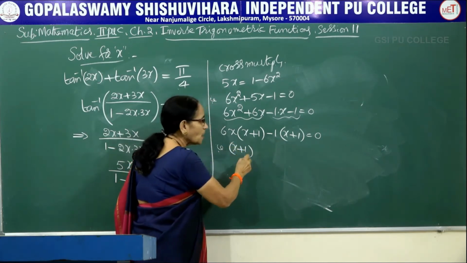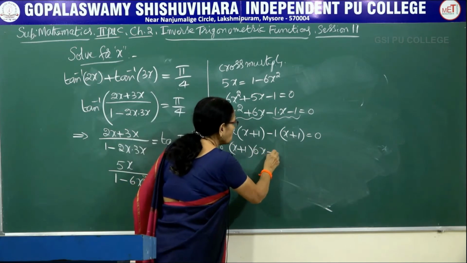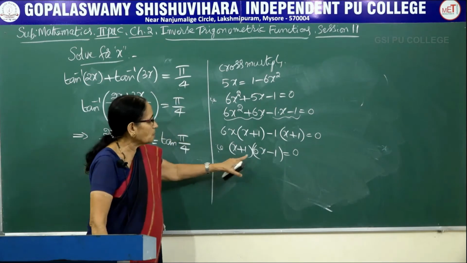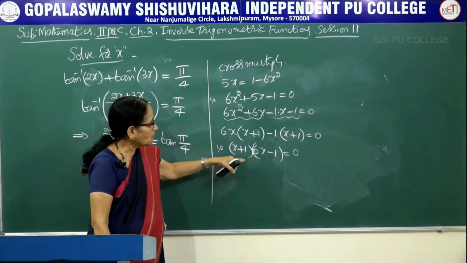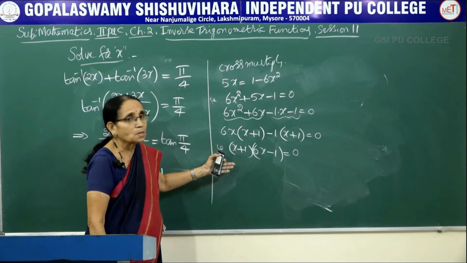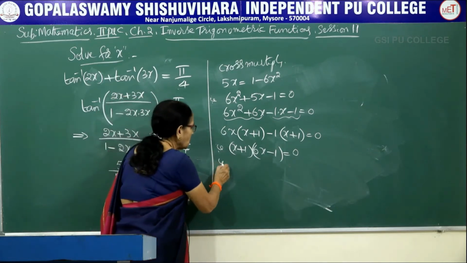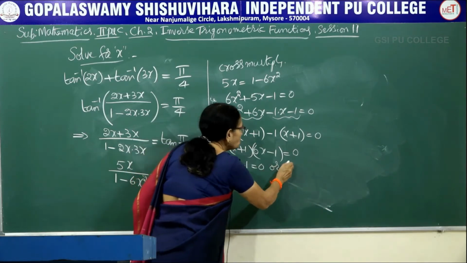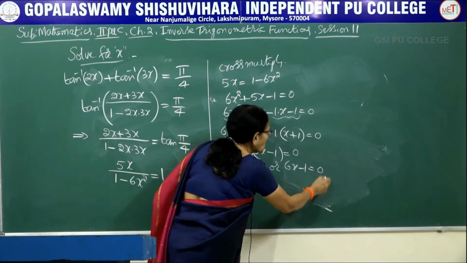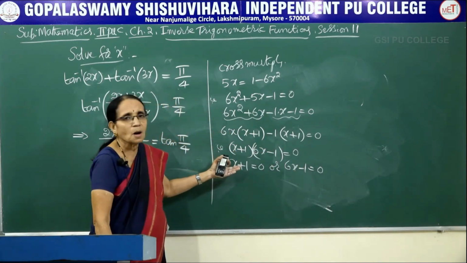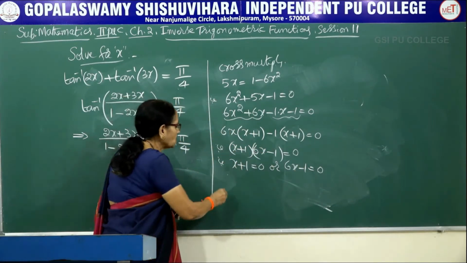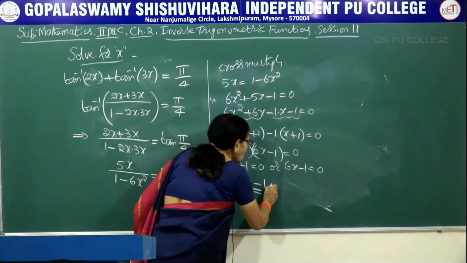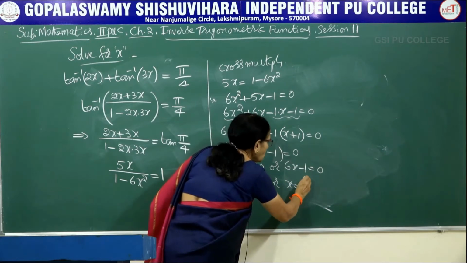So this is nothing but factorization. And what is the other factor? 6x minus 1 equal to 0. So we got a product equal to 0. Whenever a product is 0, any one of the terms may become 0. That implies that either x plus 1 equal to 0 or 6x minus 1 equal to 0. Either the first may be 0 or the second may be 0. So that implies that either x is equal to minus 1 or x is equal to 1 by 6.